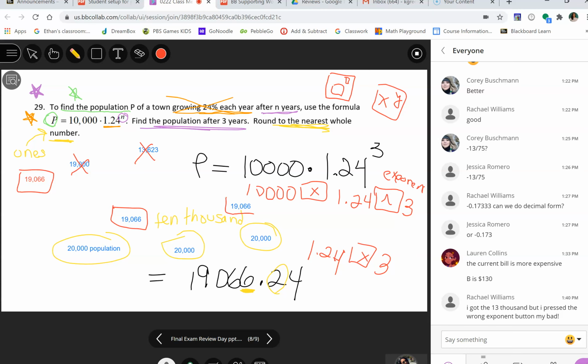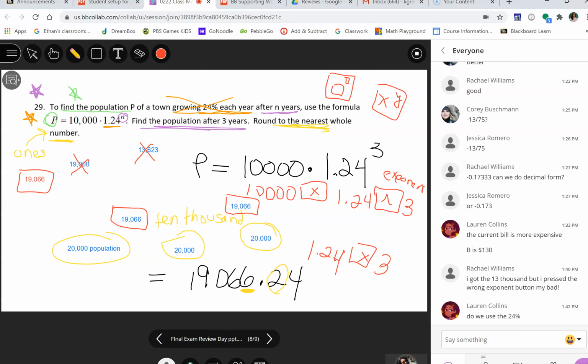Okay. So now that you see the right answer, if you got this wrong, be brave and ask a question if you don't understand the solution that I just provided. Because I promise if you have a question, other people do too. And even if they don't, it's your final exam, right? It's your grade. So if you don't fully own and understand why the answer is 19,066, please ask.